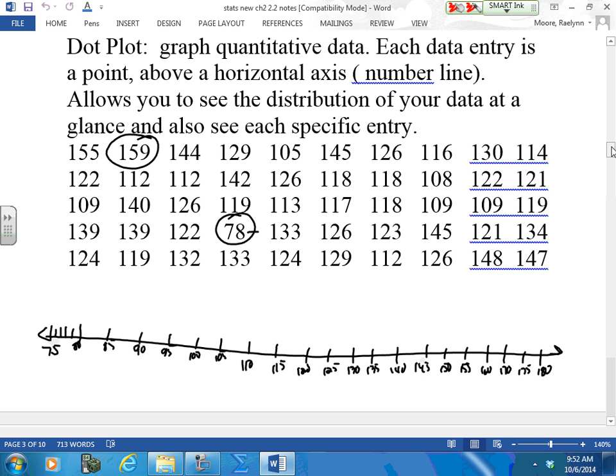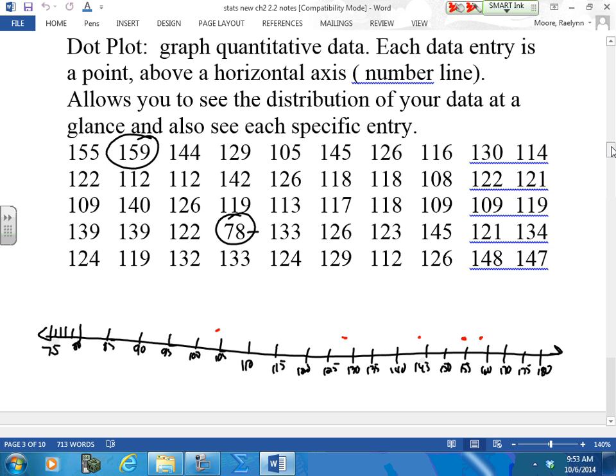You start with your numbers and you say 155. You put a dot. Then you go to 159. You put a dot. You keep the first ones on the same row. The horizontal, they have to be the same. Unfortunately, my number line is a little crooked. 144. You put a dot. You keep doing this. 129. You put a dot. 105.